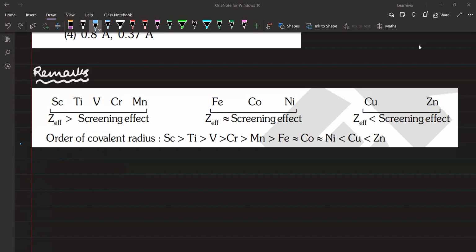Now we move further. Here we have d9, d10. In the case of d9 and d10, screening effect is dominant over the Z effective. And that's why the order of radius is also going to be disturbed.